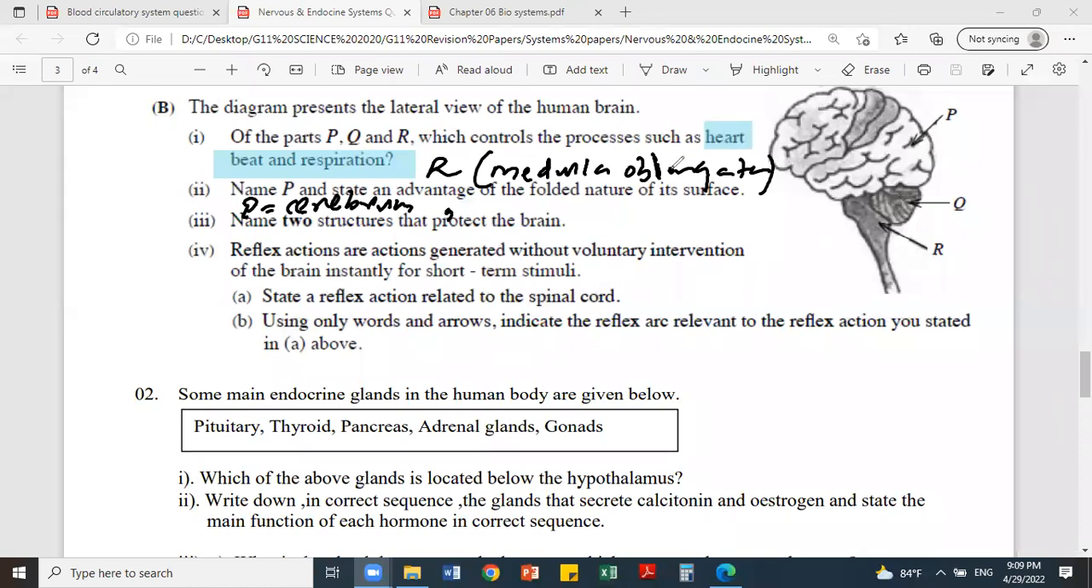Control high functional activities. No, they're asking about the folded nature of its surface. What is the advantage of the folded nature? Common sense. Still, what is the answer? Increase its surface area. Very good. That's the answer: to increase the surface area. Is that clear? To increase surface area.